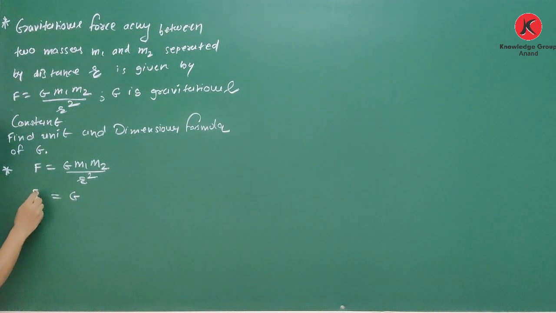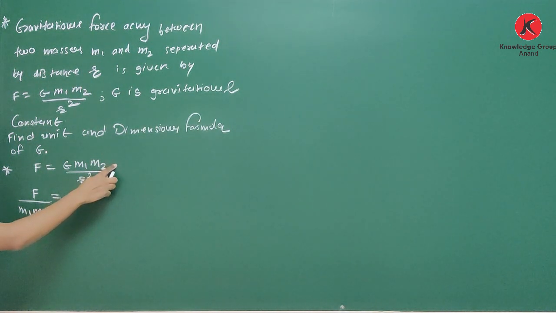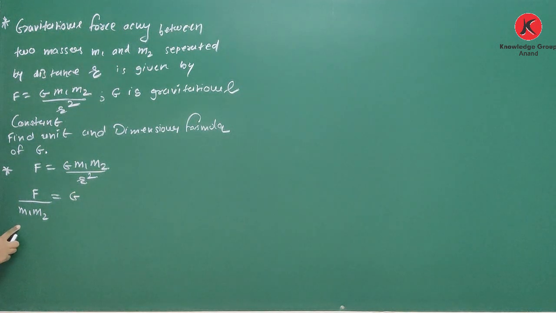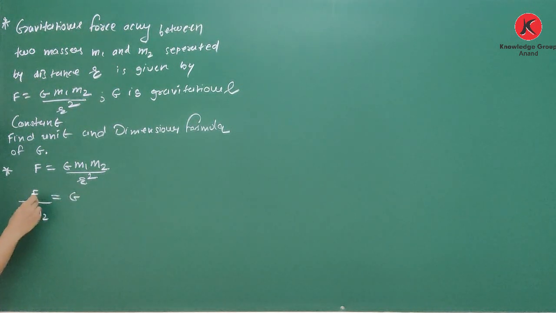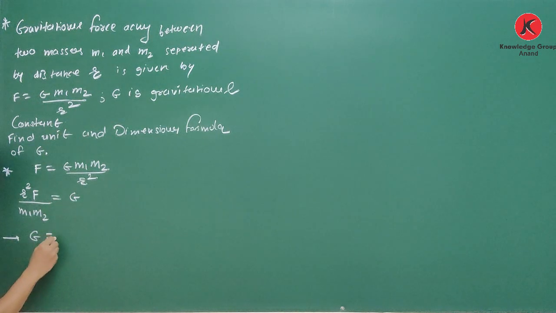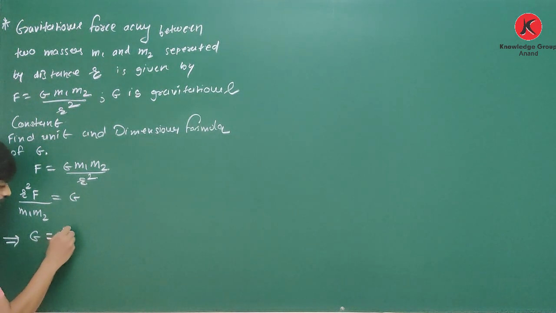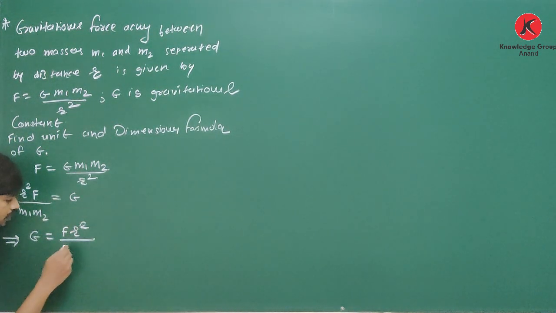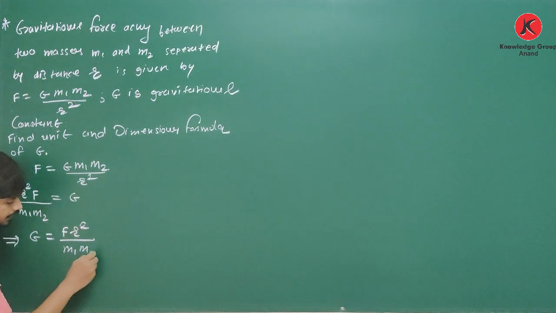Here this side is F. First of all, take these two terms m1 and m2. If we take m1 and m2 to the opposite side, here they are in the numerator, there they will be in the denominator. r square is in the denominator here, so it will be in the numerator. Clear about this? So yes, G is equal to F r square upon m1 m2. I will write it again: G is equal to F r square upon m1 m2.